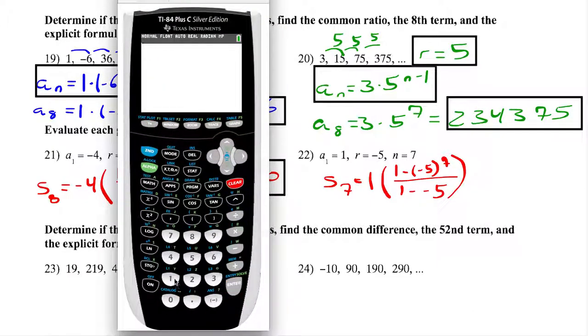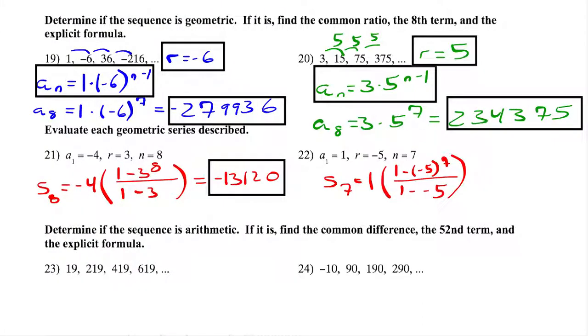So we're going to get 1 times parentheses. I'm going to put this 1 minus parentheses negative 5 to the 7th. That's my numerator. I'm going to close that in parentheses. Divide that by my denominator of 1 minus a negative 5. Close parentheses for the denominator and the overall process. And 13,021. And that's my sum for those.